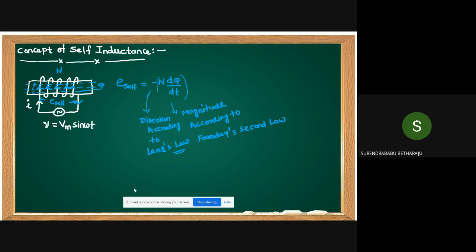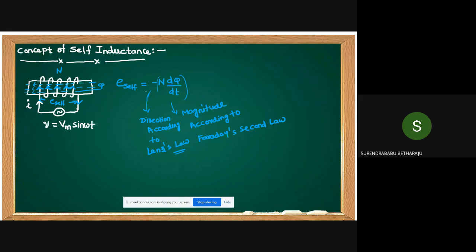The direction of dynamically induced EMF, like in a DC generator. In a DC generator, whatever the EMF is there, that is the dynamically induced EMF, because the conductors are rotating and the flux is constant. With respect to dynamically induced EMF, direction is given by Fleming's right hand rule. Magnitude is given by flux cutting law.